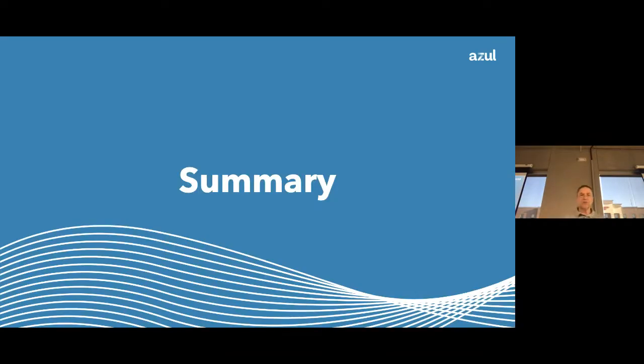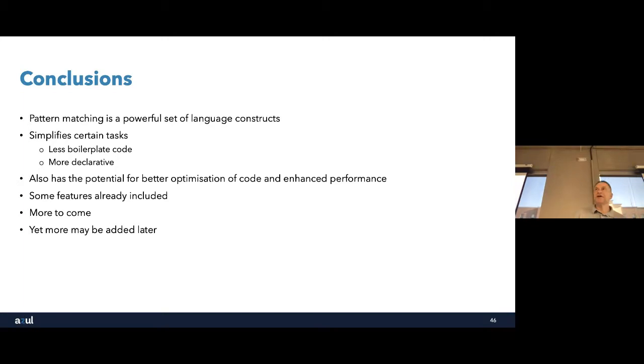So to summarize then, I think it's fair to say that pattern matching is a powerful set of language constructs. There's a lot that we can do with pattern matching to ensure that we simplify a number of tasks. We can get more declarative code, much less boilerplate code involved. And there's even some ability underneath, although it looks a lot like syntactic sugar most of the time, in terms of the JVM to optimize for better performance and things like that.